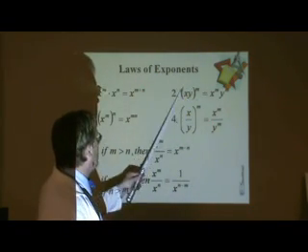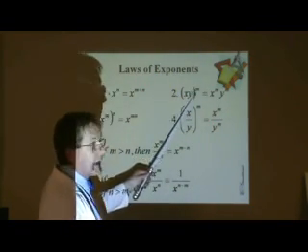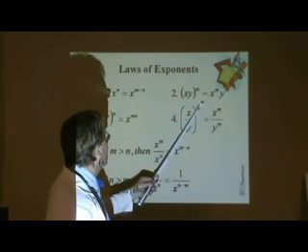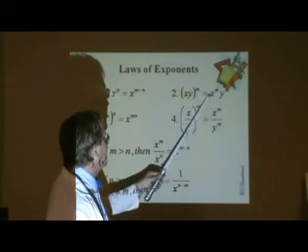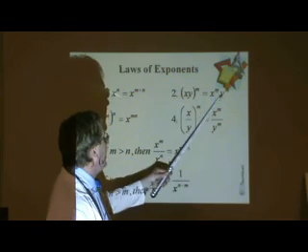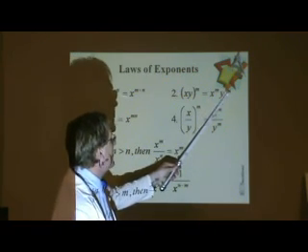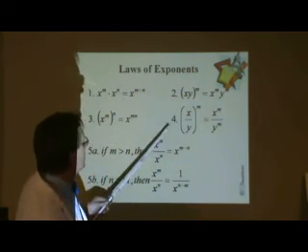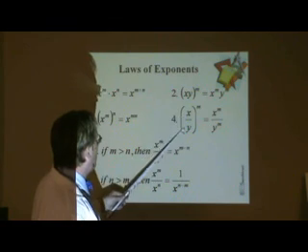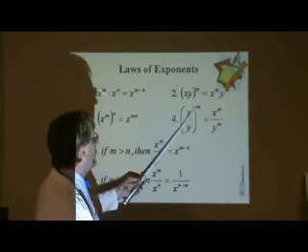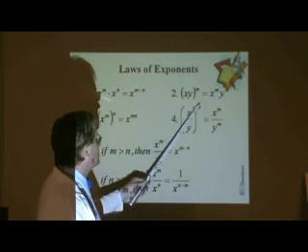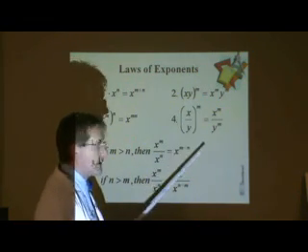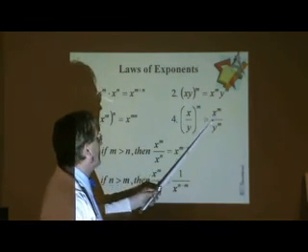Here's another rule. (xy) taken to the m power, we can kind of use a distributive-like rule here. We can distribute that m to the x and that m to the y. The final result is x^m and y^m. Rule number 4, (x/y) taken to a power m. We can once again distribute the m to the x and the m to the y. Our final result is x^m over y^m.